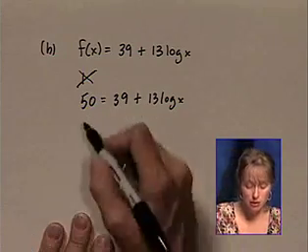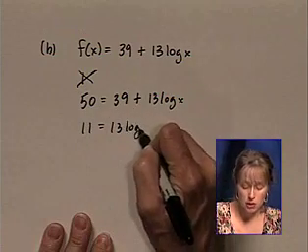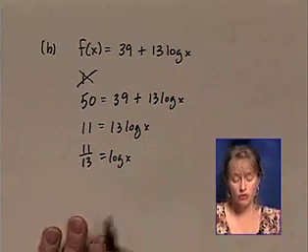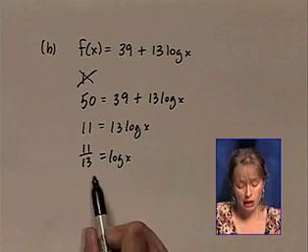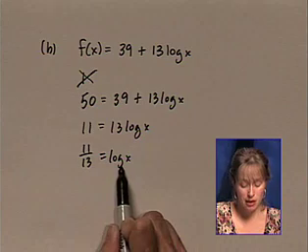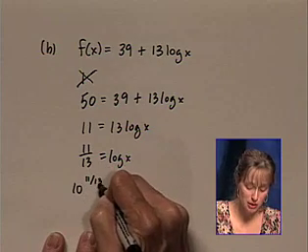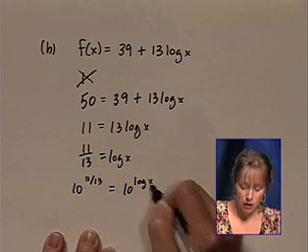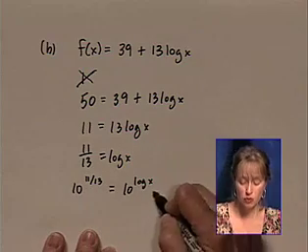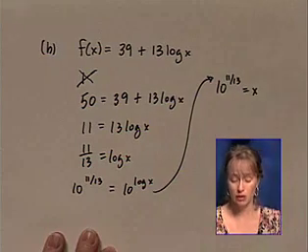So let's start by subtracting 39, and we get 39 from 50 is 11, equals 13 log x. Divide by 13, and now I have to figure out how to solve for x. Remember that we can apply the inverse function, or use an inverse property of this logarithm. This is a log base 10, so I can consider each side a power of the exponential base, 10. And what happens on the right-hand side is 10 to the log base 10 of x simplifies to x. And so x is 10 to the 11/13th power.